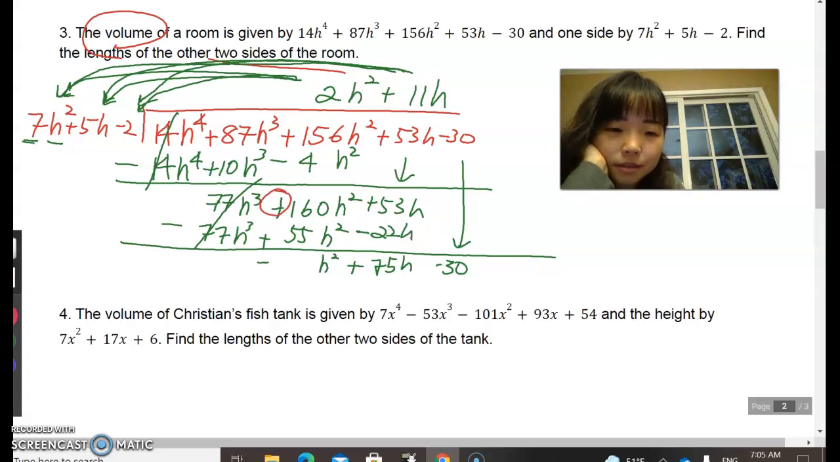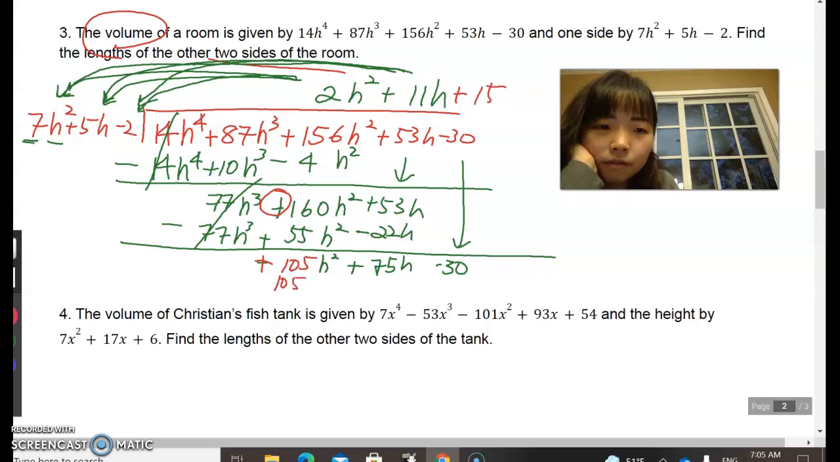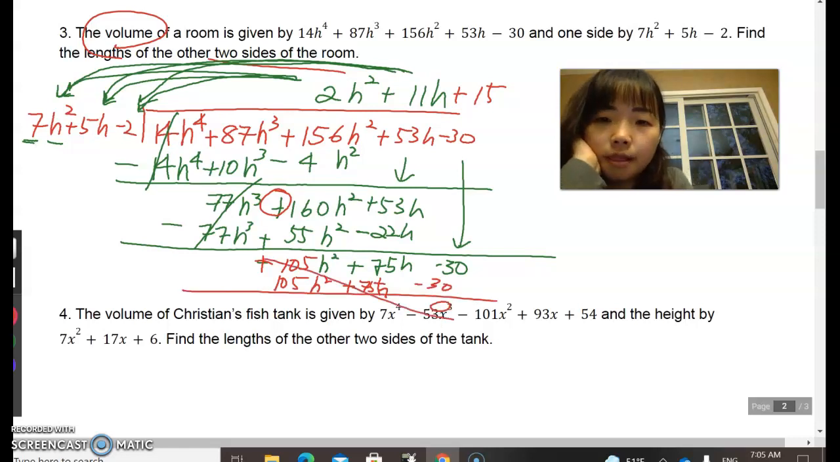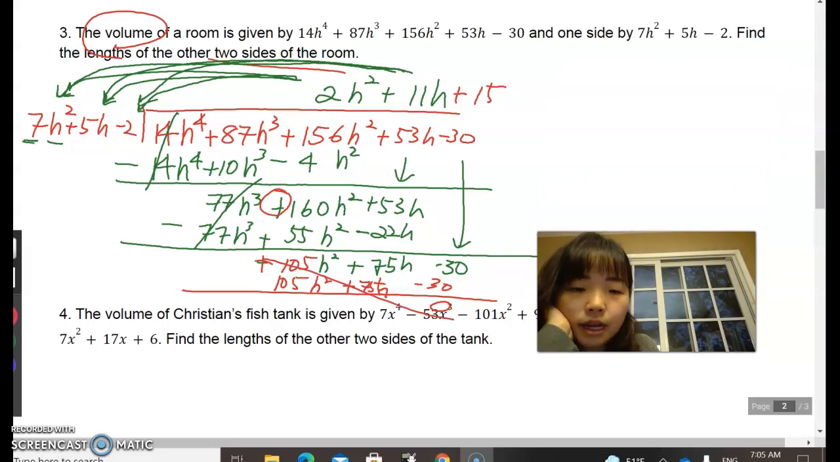So now that I corrected my mistake, it's going to be plus 160 minus 55, 105. So 7 times, which is kind of why I had to check the calculator because I didn't think it was going to work. 7 times 15 is 105, right? 105h squared plus 75h minus 30. So perfect. This all turned out to be 0. Done. Now we're not done. We are not done at all.